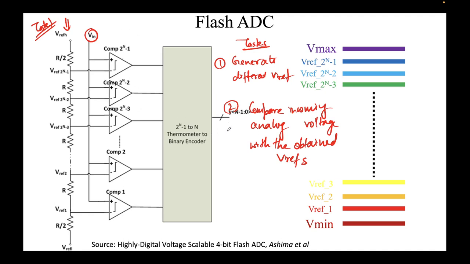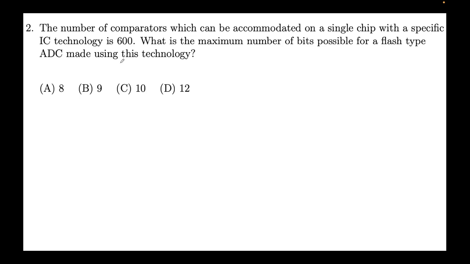output. So here is the 2 raised to the power n to 1 thermometer to binary encoder. So why thermometer? Because a thermometer, as I had told you, gives us an analog signal, right? Like for instance, in summer temperature is 39.8 degrees Celsius, 44.2 degrees Celsius, and so on. It's an analog value. We want to store it in some digital format, so that is what it does. But the key thing to note here is that first we generate the references. Second, we compare the given analog value with all these references in parallel. Okay, for which these comparators are used. Okay, that's flash ADC.